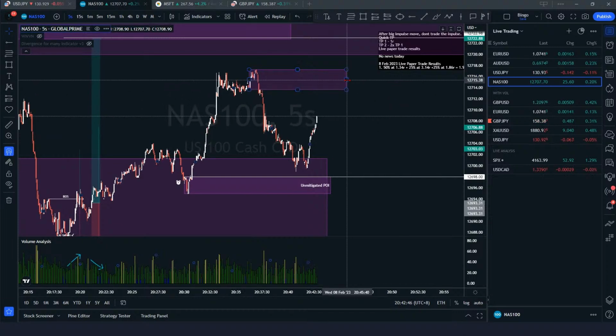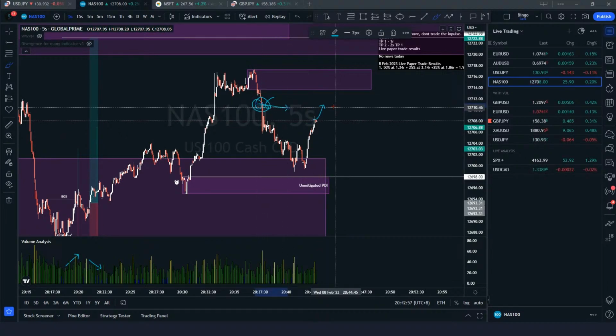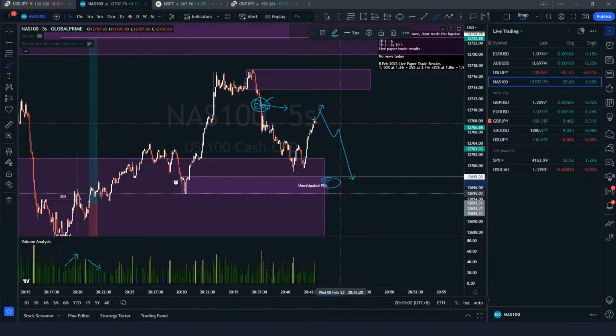We have all this impulse. Okay. There's this imbalance over here. So price could tap the 50% level and go lower. So this is the target I'm looking for on this down move.